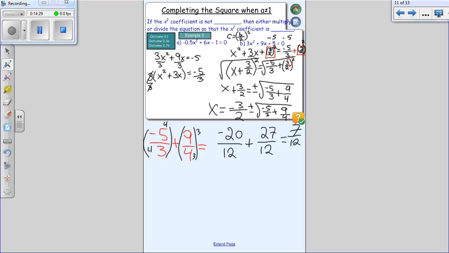And then you can simplify that. 7 over 12? Yeah. Or, like, in the square root, you can make it plus or minus 1. We're not going to worry about that. You're right. Yes.